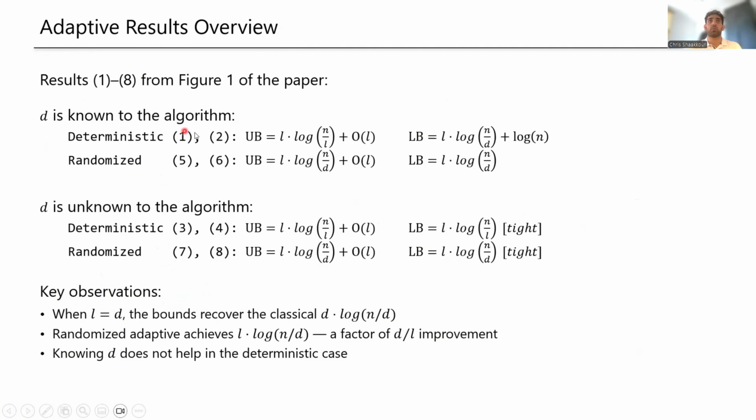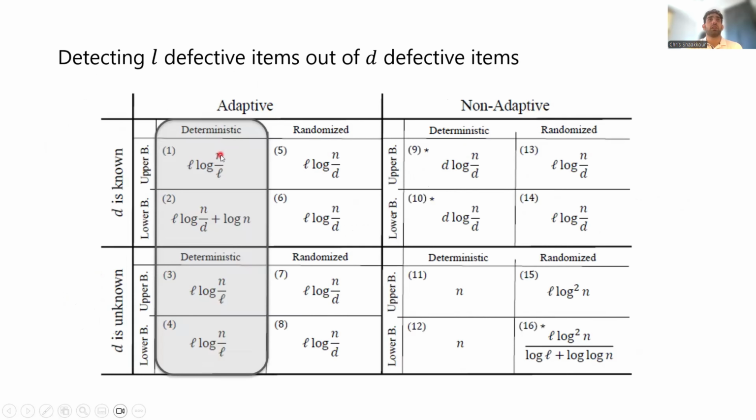And let's move on. So 1, 2, 5, 6, 3, 4, 7, 8. These are the bounds we saw in the previous slide. We're going to prove each of them. Let's start with 1 and 2. So this is the first part, we're going to start with 1, 2, 3, 4. Let's prove these adaptive deterministic algorithms where D is known and D is not known. We have 4 algorithms here, or 4 proofs to take.